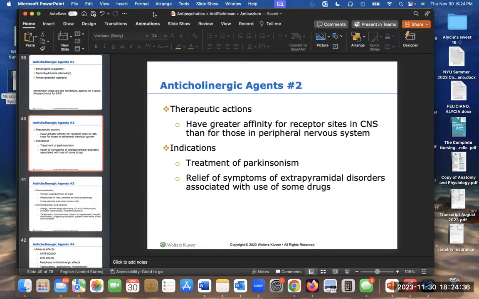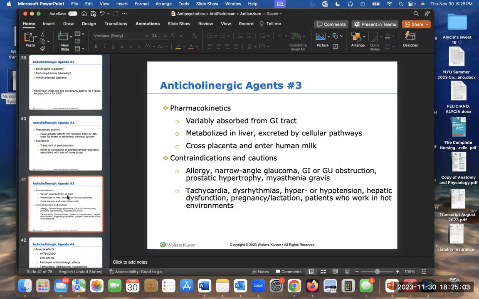Remember, this is anticholinergic. Cholinergic is normally working on the parasympathetic system, but these block those muscarinic receptors, so we have more or less sympathetic-like stimulation. It helps treat Parkinsonianism, and it relieves extrapyramidal disorders associated with some drugs. You see how everything comes back around? That's why I'm happy I spoke about it earlier, because everything's making a full circle.